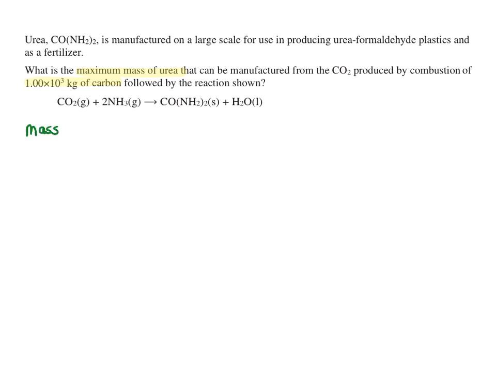We're given a mass of elemental carbon, and in order to relate that to anything else, we have to immediately go to moles. So then we have moles of carbon. That's converted to CO2. We can use a mole-to-mole ratio here, a 1-to-1 mole ratio. And then our CO2 is then converted to our urea product. And then we simply have one more step to get to grams of urea as our product.